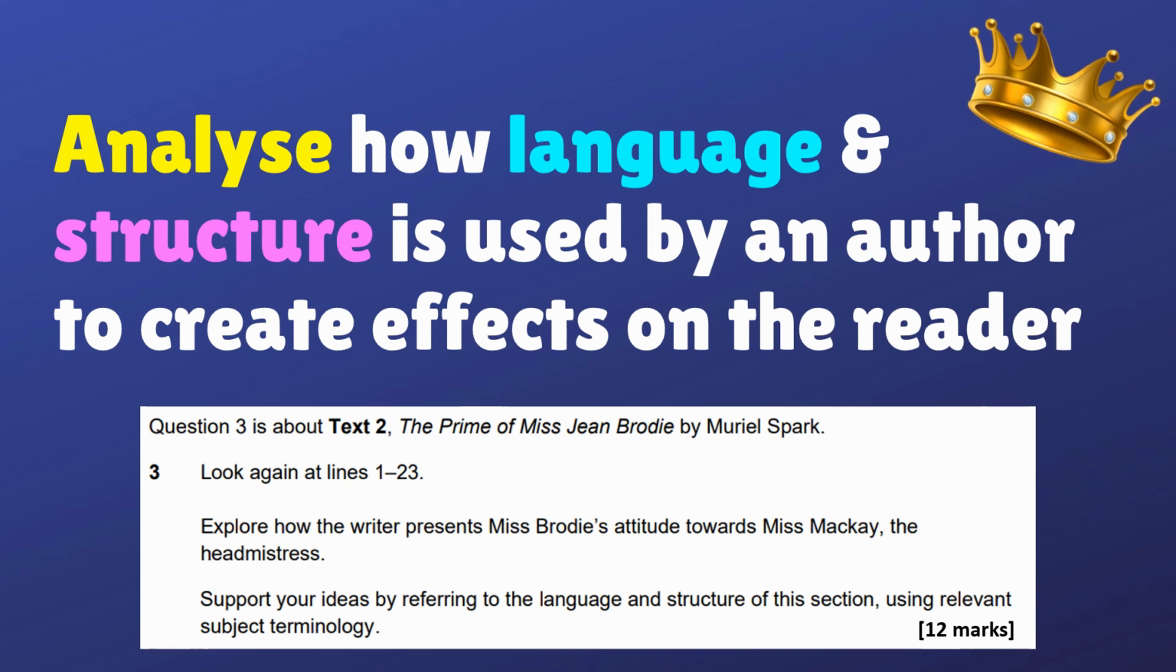Well, they want you to analyse how language and structure is used by an author to create effects on the reader. The examiners of this question want you to recognise that when a writer writes anything, they want to influence their readers. They want to make them feel joy or despair or feel terrified or feel tension. And our job in this question is to explain or to analyse how their language and their structural choices make readers feel a certain way.